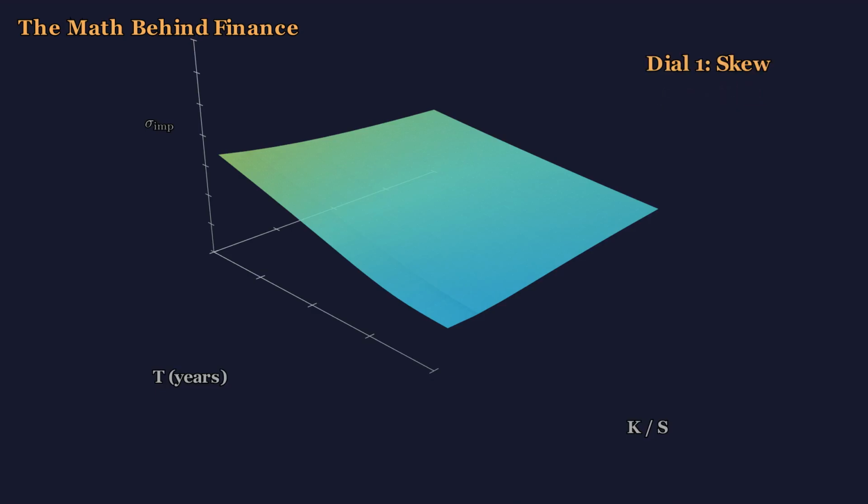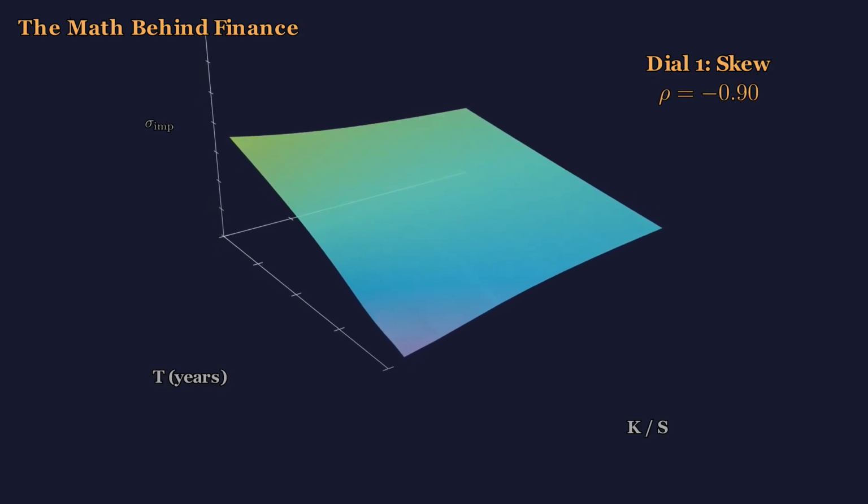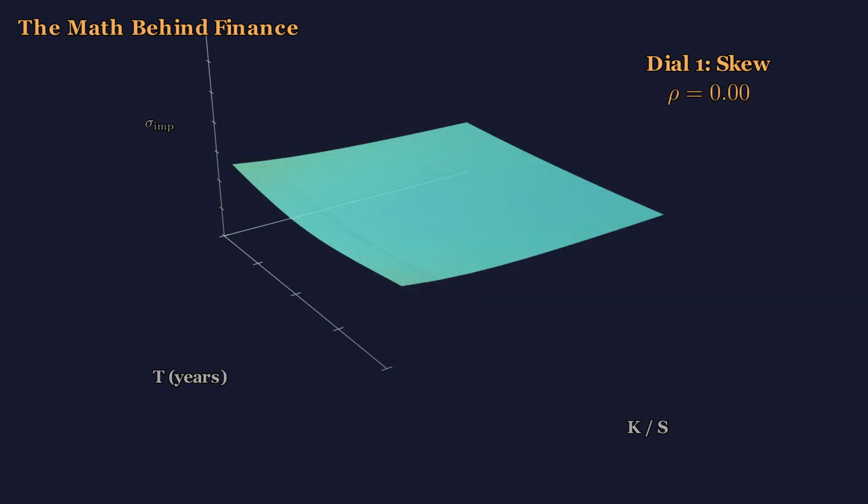Now let us turn the first dial. Rho, the correlation between the stock price and its own variance. Push rho to minus 0.9. The left side of the surface lifts sharply. Out-of-the-money puts become dramatically more expensive. This is a steep left skew. Now set rho to 0. No correlation. The skew vanishes, but the smile remains. The surface becomes symmetric. Stochastic volatility alone produces a smile even without leverage.